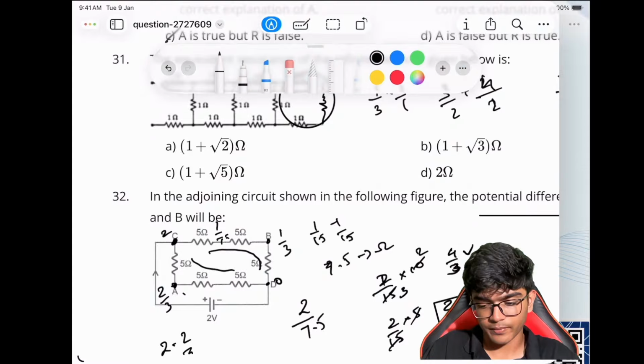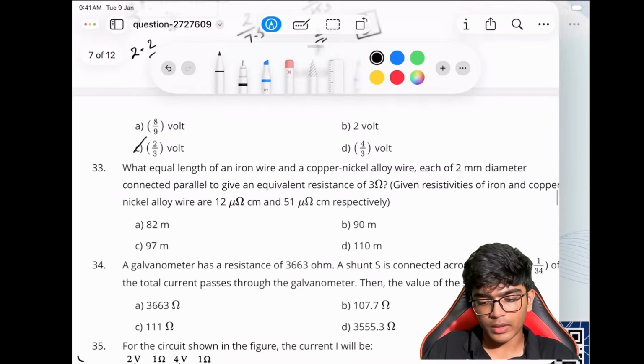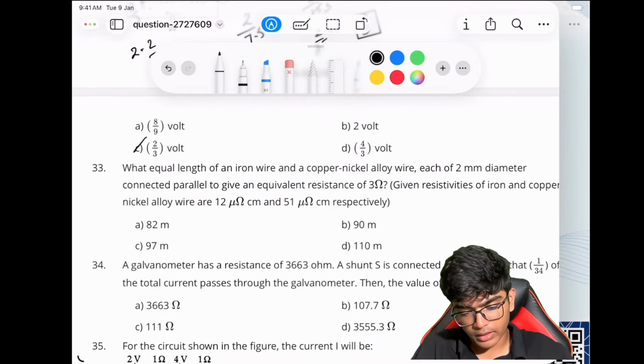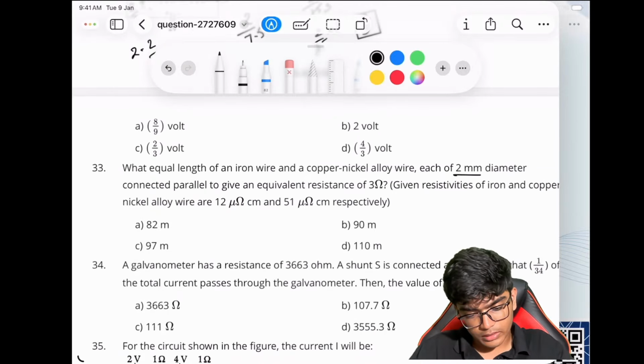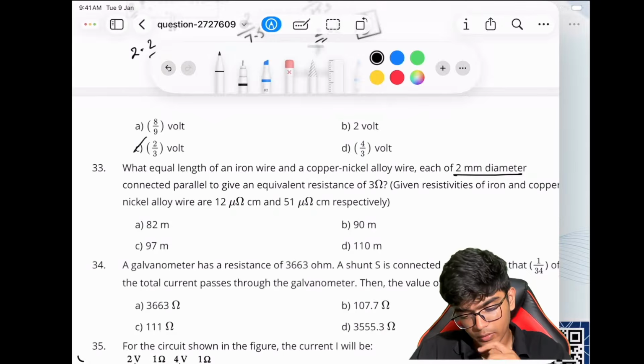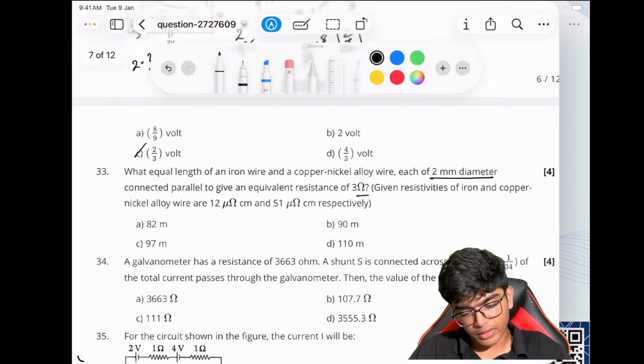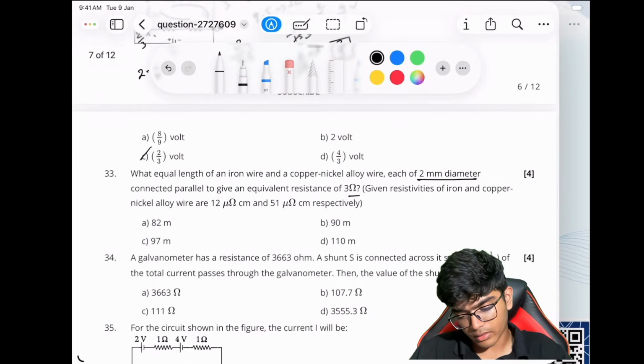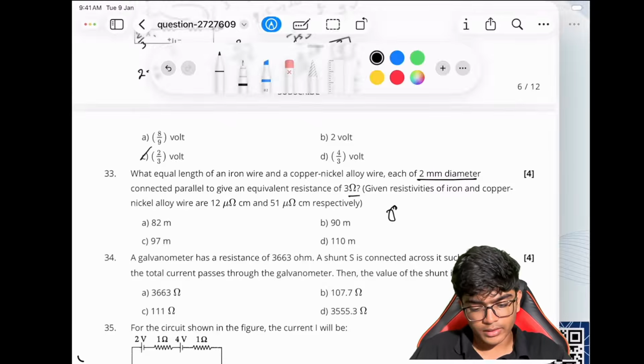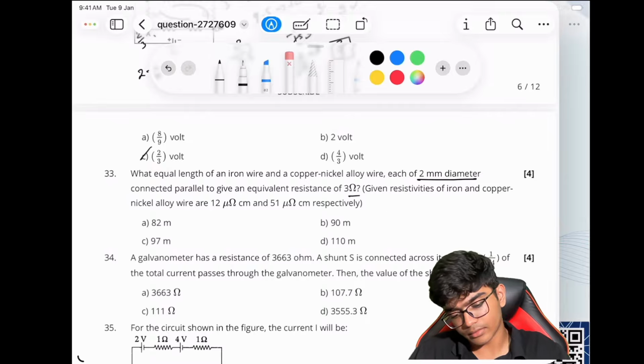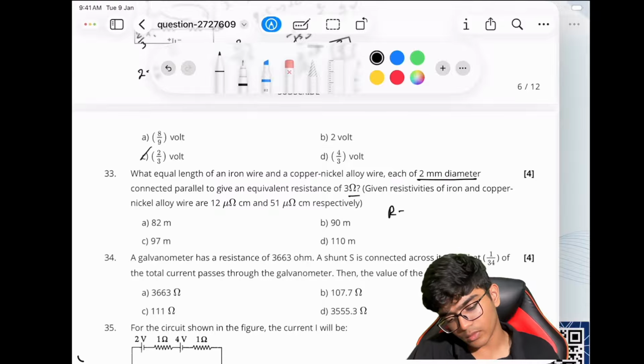Correct. Okay, equal lengths of an iron wire and a copper nickel alloy wire, each with 2 mm diameter, connected in parallel to an equal resistance of 3 ohm. Resistivities of iron and copper are given. Oh, they're asking length. Okay, nice. Resistivity: resistance is equal to rho L by A. R is equal to rho L divided by A.